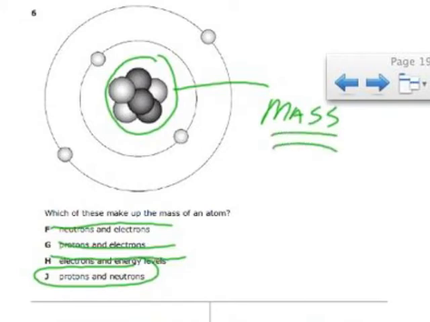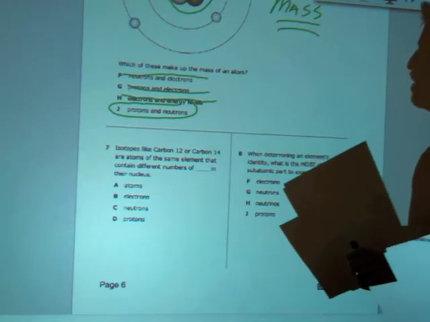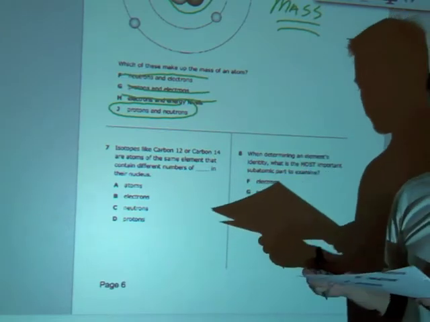Okay, they give us the AMUs. Each one is worth one AMU apiece. So protons are one AMU, neutrons are one AMU.